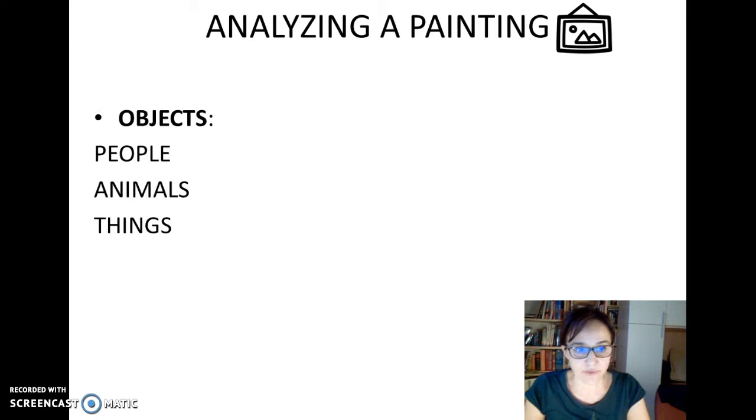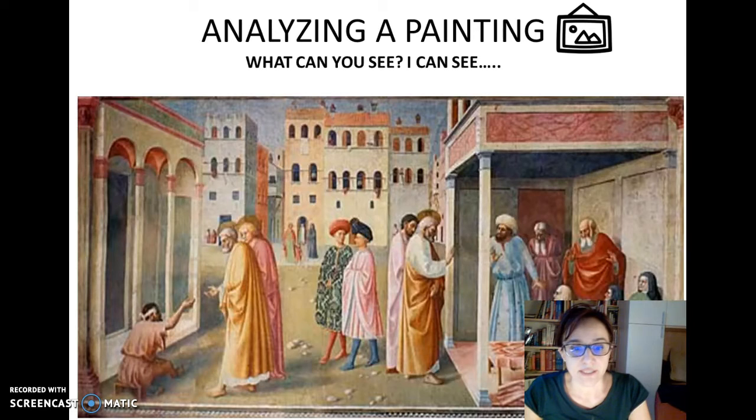First of all, to start with, we're going to talk about objects. Objects in a painting can be people, animals, or things. For example, let's have a look at this painting. What can you see here? You can start with the sentence, I can see, for example, many people, many houses, and so on.